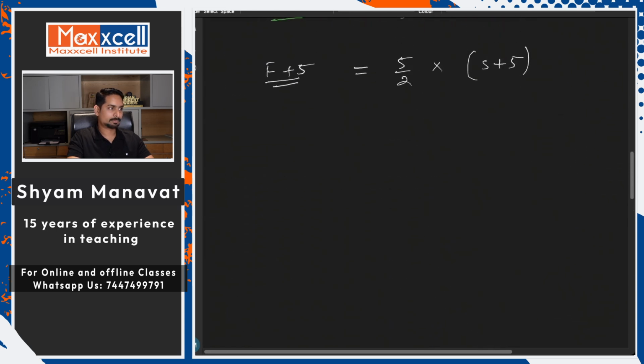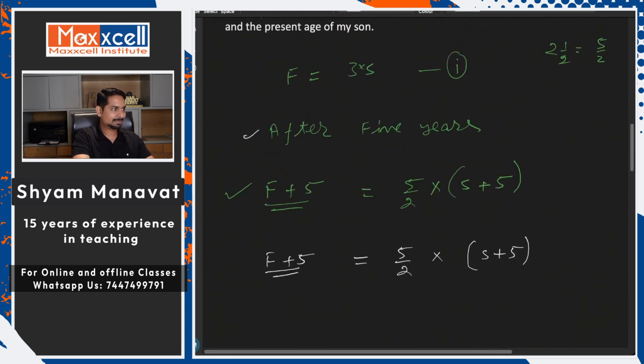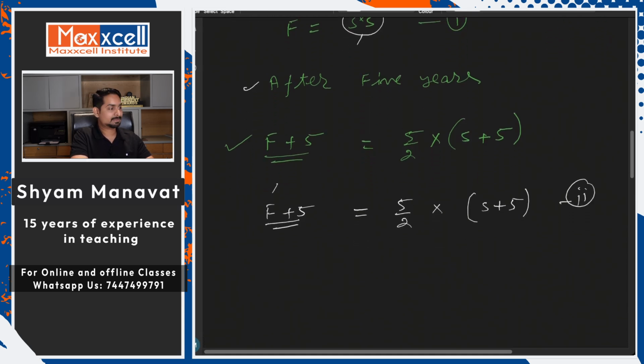You can simplify this equation and then get the value of S and F. I see that F equal to 3S. It's very simple. F equal to 3S. It looks very simple, right? So I can use the substitution method here. I can substitute the value of F as 3S in this second equation and then simplify further.